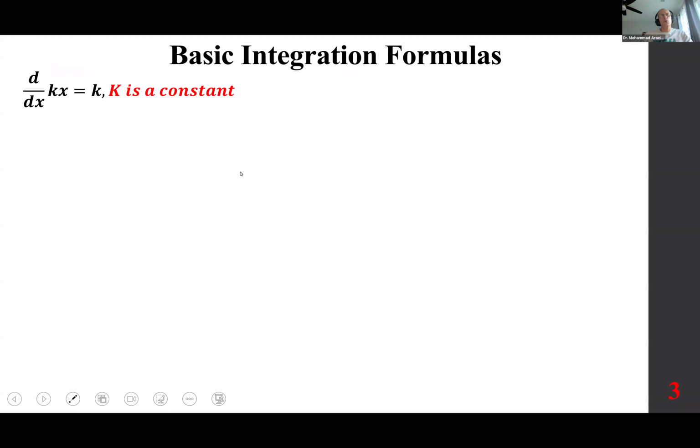So, reminding everyone how we came up with the basic integration formulas. If the derivative of kx is k, the integral of k dx must be kx plus c.